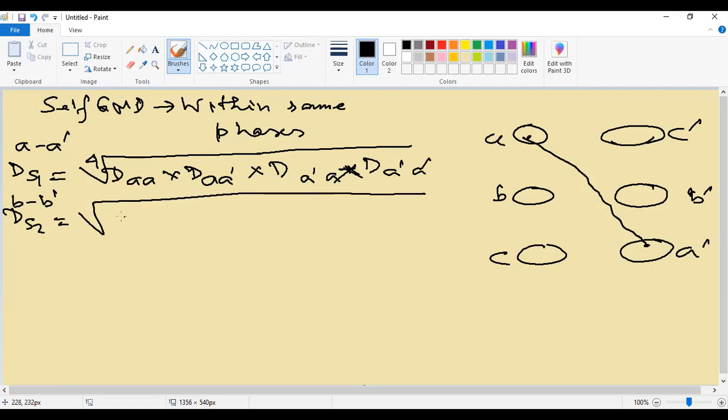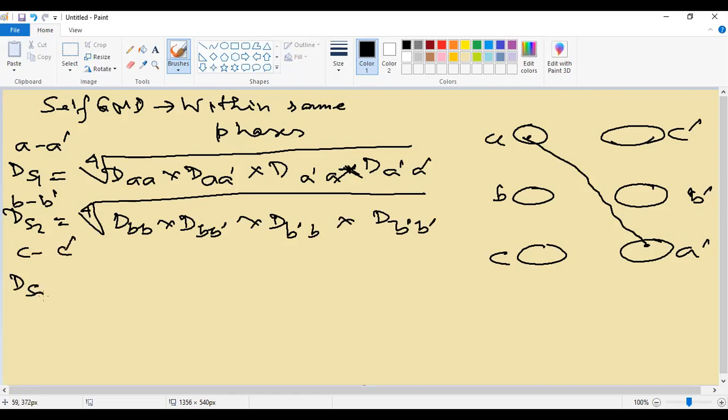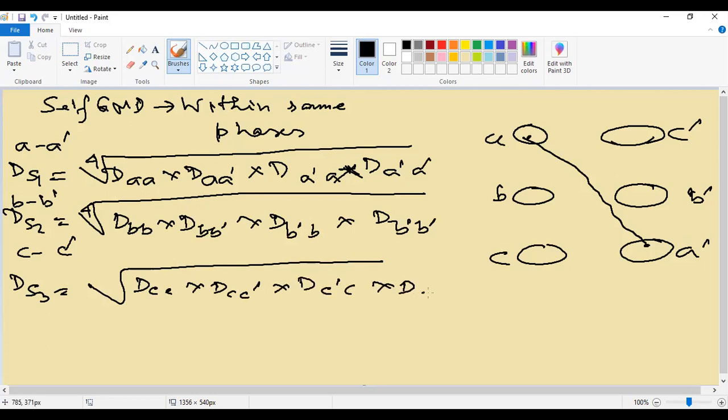We'll take a similar way. This is DBB, then DBB dashed into DB dashed B into DB dashed B dashed, and we'll take the 4th root of that. Similarly here, CC dashed, this will be DS3. This is your DCC into CC dashed into DC dashed C into DC dashed C dashed.